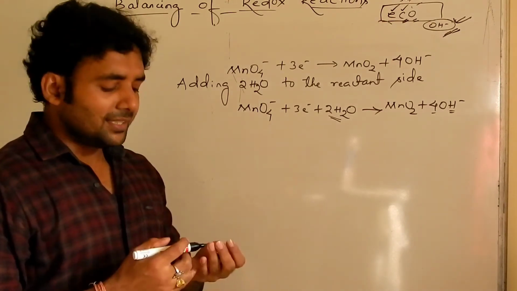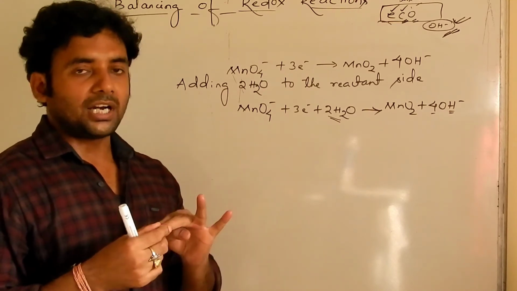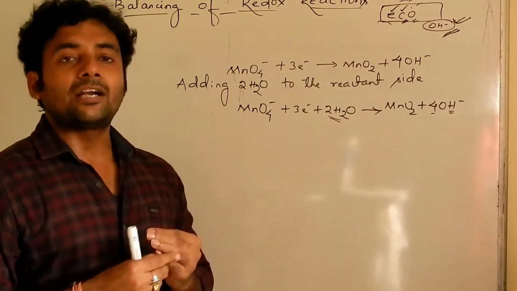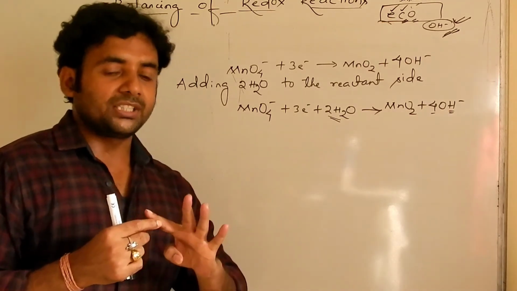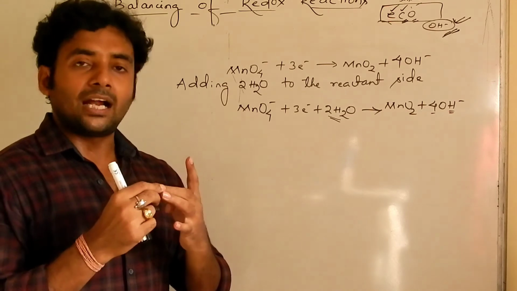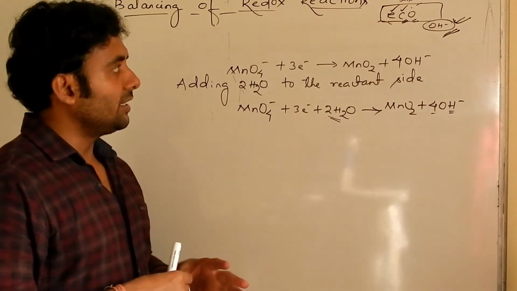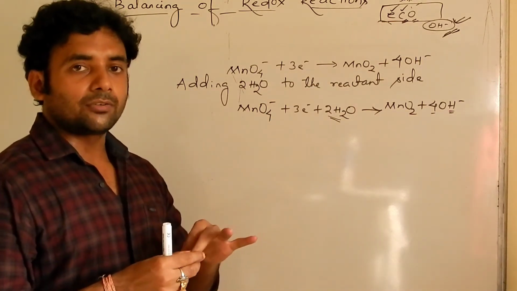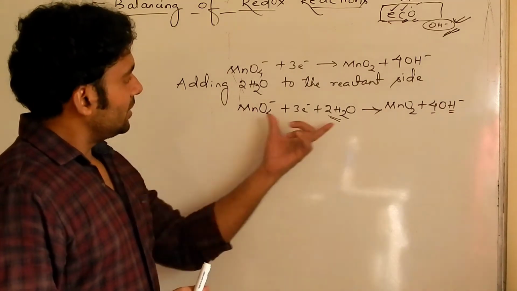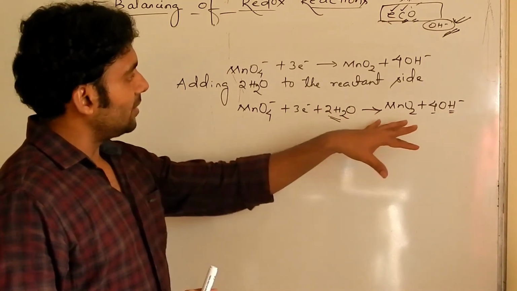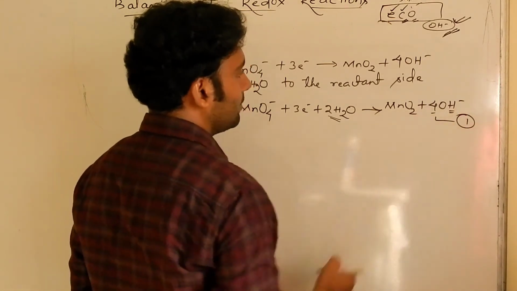So balancing a redox reaction is all about 4 factors: electron balance, charge balance, oxygen balance, and hydrogen balance. In acidic medium we made the combination of electron, oxygen and hydrogen, and automatically the charge was balanced. Here we are taking care of electron, charge and oxygen, and automatically the hydrogen is getting balanced. Okay, so this is the balanced reduction reaction. Let it be equation 1.